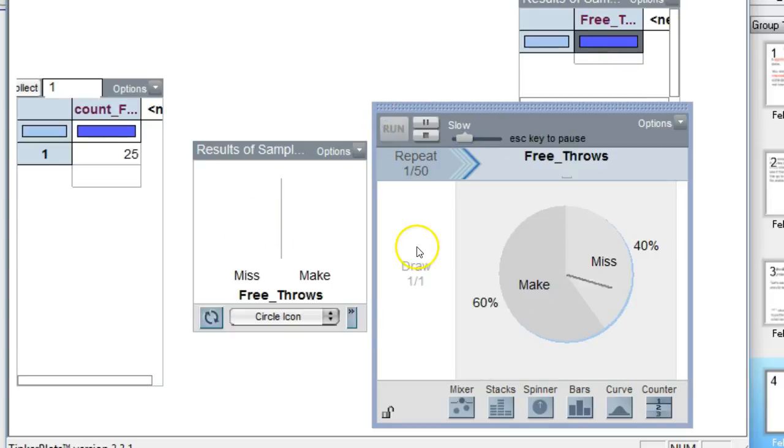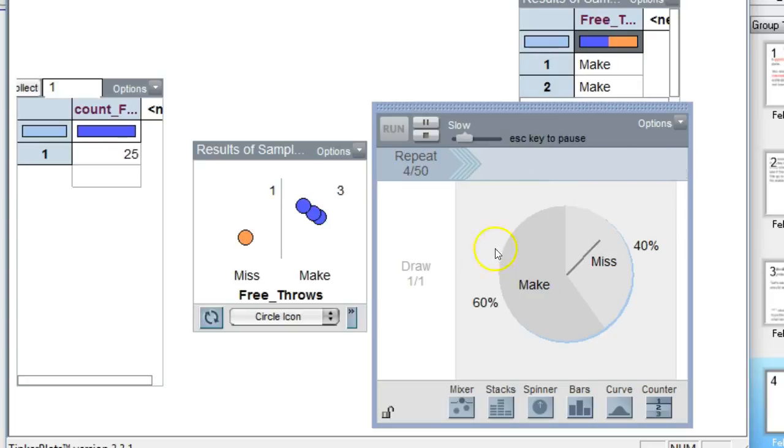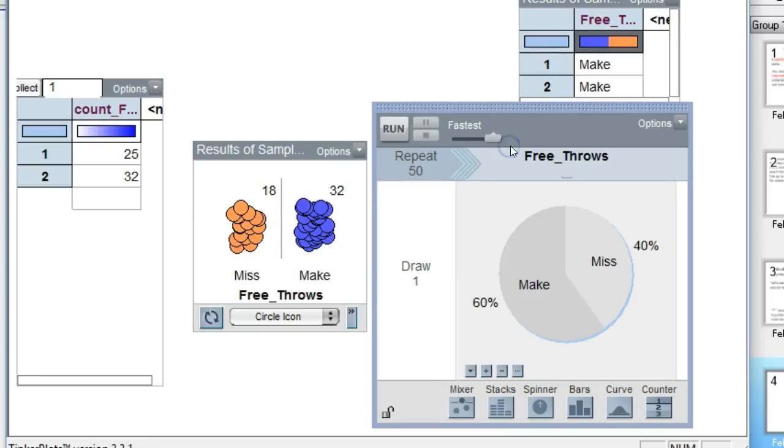So I'm going to slow it down just to show you this thing working. There's his first shot, it was a make. There's his second shot, it was a make. Third shot, make. Fourth shot coming up, miss. And he's going to do this 50 times. So this is representing him shooting those 50 shots. So let's speed that thing up. And now I've already done it twice. So it's collecting over here. Here's each sample. This time he made 32 total and he missed 18 out of 50.